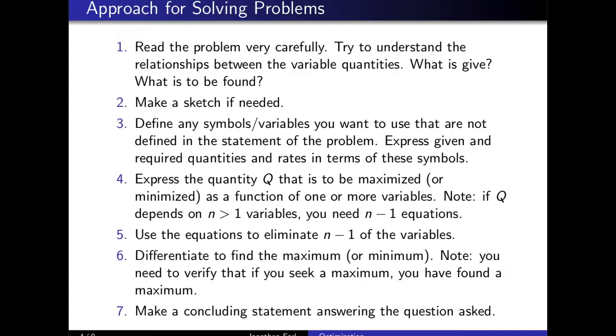After you eliminate all but one variable, take whatever is left, take the derivative of that expression with respect to the one variable remaining, find the critical points, and then use that to find the maximum or minimum. Then make sure that you verify whatever you found with typically the second derivative test, but as I said, the first one can also be used if need be. And then lastly, as before, just make a concluding statement. It's generally polite and good form, whenever you're asked a question, to actually answer that question.